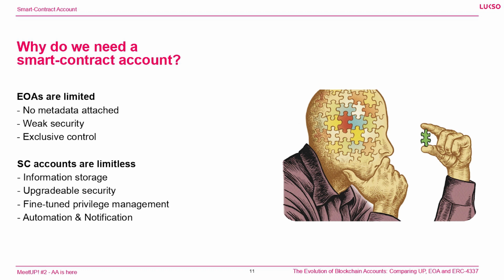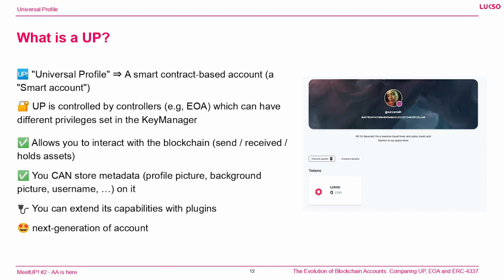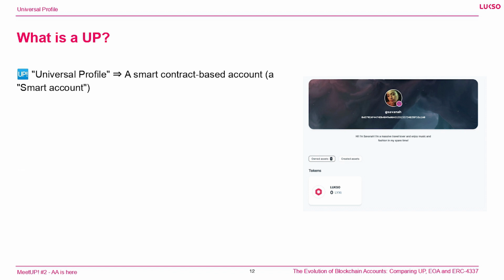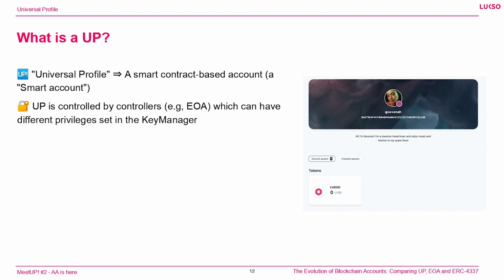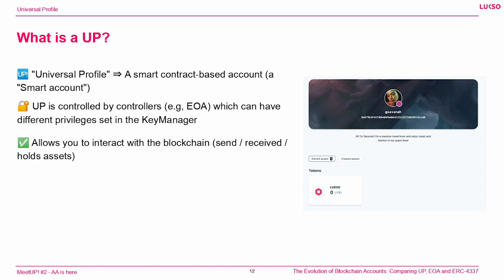So what is a UP? I'm not going to go too much into that because I think that it will be a rehash of what Steven just said, but just for the sake of presentation, the Universal Profile is a smart contract-based account. This is a smart account. We have a UP, it's controlled by multiple controllers, by the browser extension, by some DApps, where we can fine-grain the privileges that will be associated with this account.